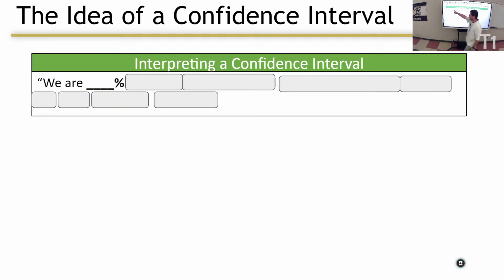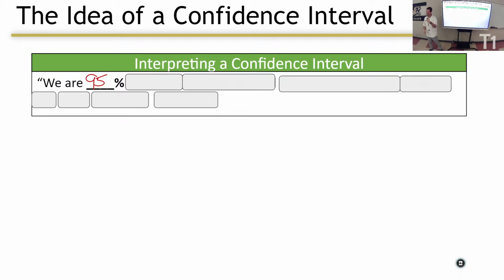We are whatever percent they're going to give us. They're going to tell you in the problem what percent to use. Most of the time, that's going to be 95. Anybody have any idea why 95? It has to do with standard deviations. 95 is 2 standard deviations away. Sometimes it's 99, which means we'll go to 3 standard deviations. Sometimes it's 90, but we don't want to ever go to 68, because 68 is just 1 standard deviation, and that's not big enough.